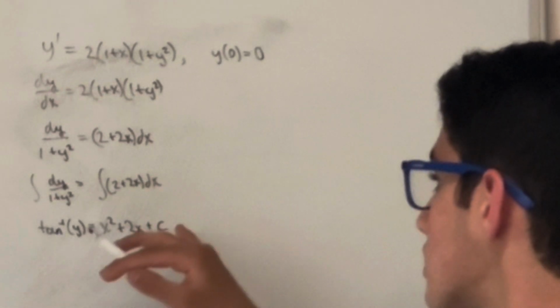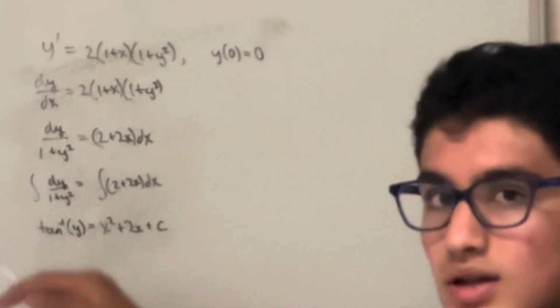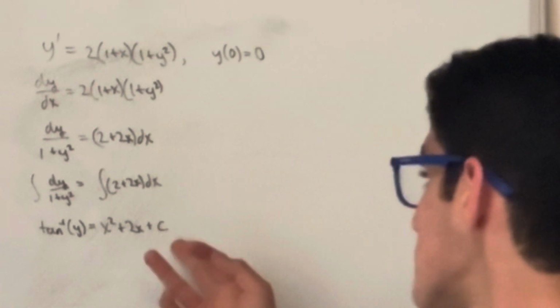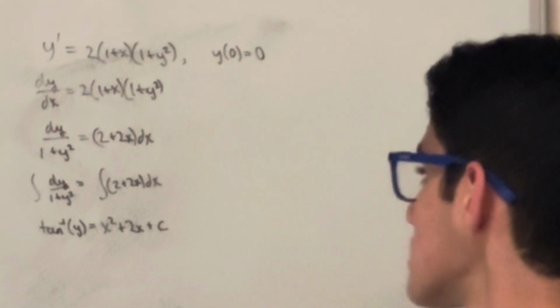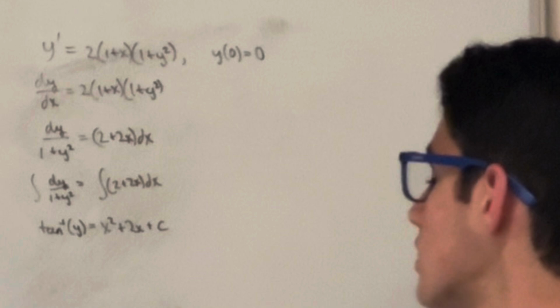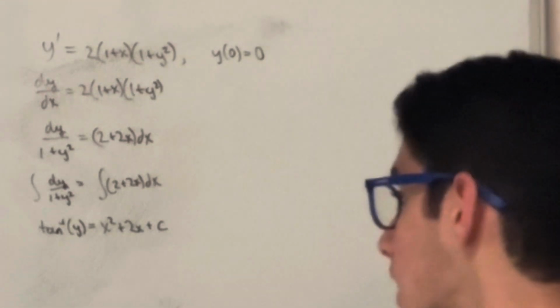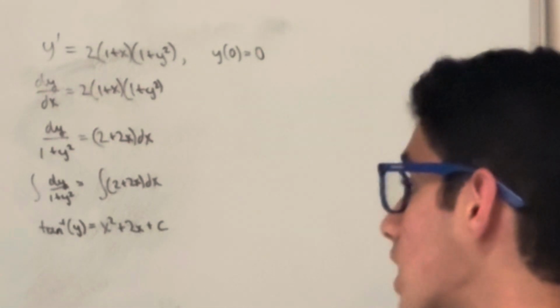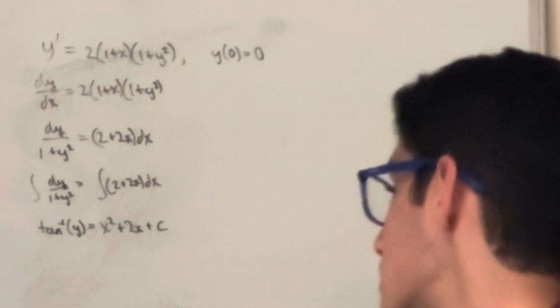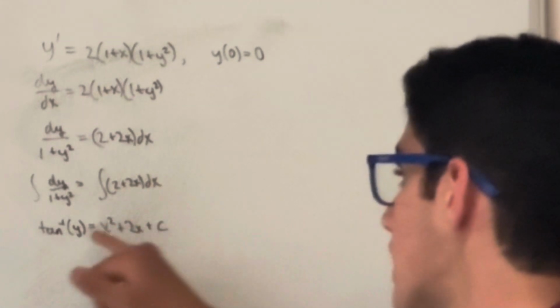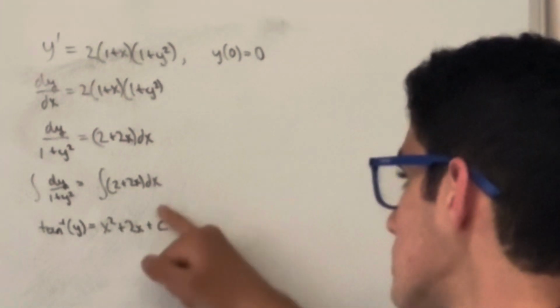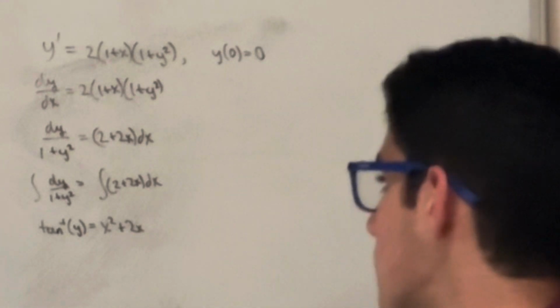Before we write this explicitly in terms of y, we can just find c right away by plugging in (0, 0). When you put in (0, 0) here, you get c on the right hand side. On the left hand side, you get arctan of 0, which is 0 as well, which means that you have 0 equals c, so c equals 0, and we can just remove that.